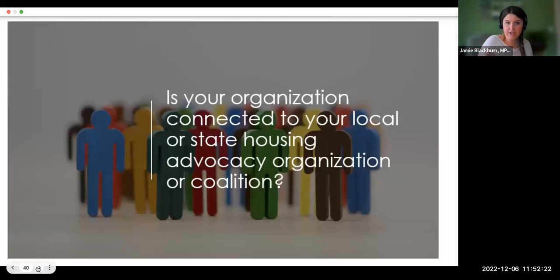So tell me in the chat if your health center is already connected to or has existing partnerships with housing organizations or your COC. I'd love to know. Next slide, please.